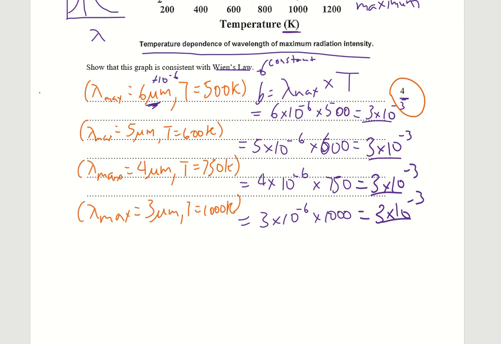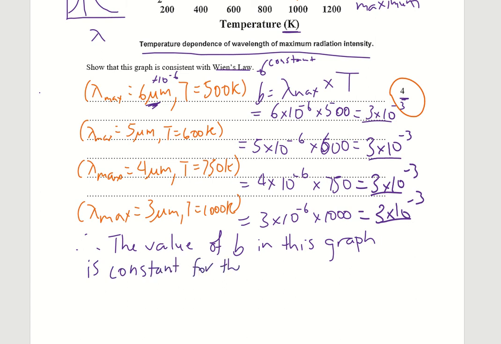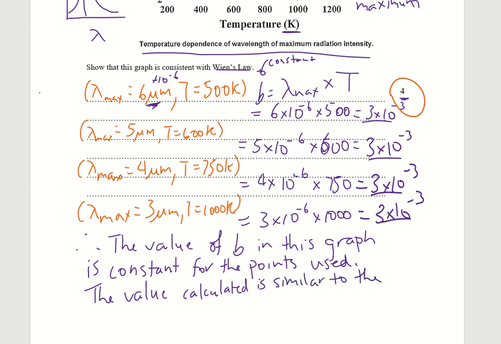So now that we have shown the evidence, we need to make a conclusion to this question. So therefore, the value of b in this graph is constant for the points used. The value calculated is similar to the theoretical value of b. So this is just sort of concluding what we're saying.